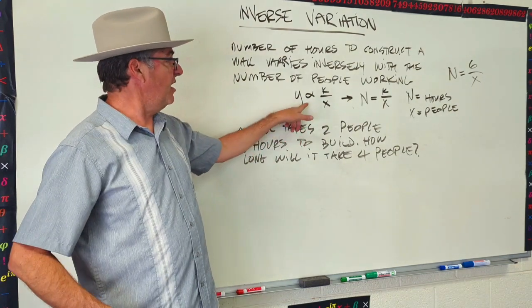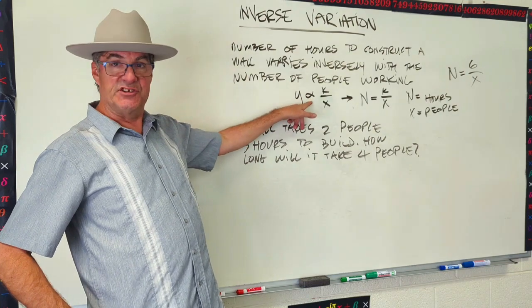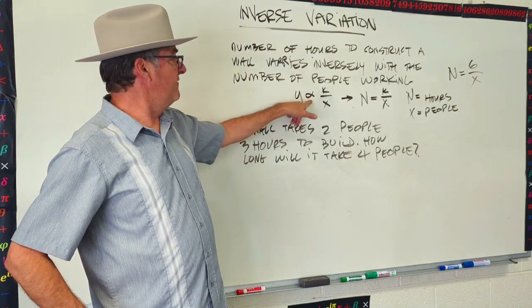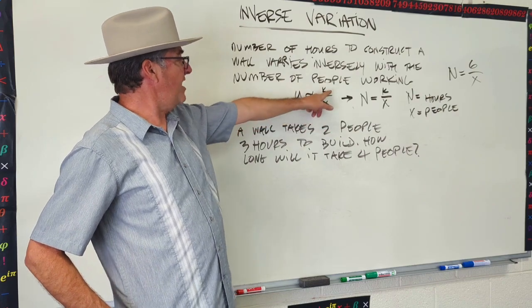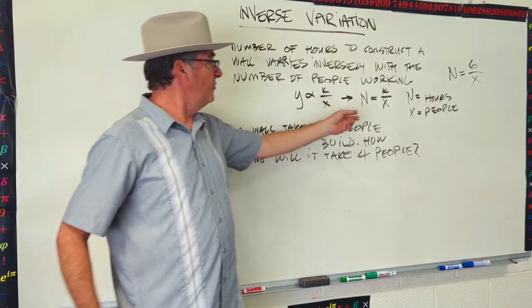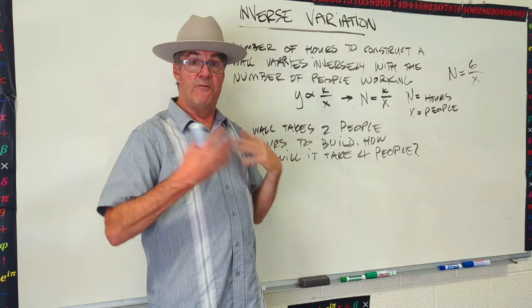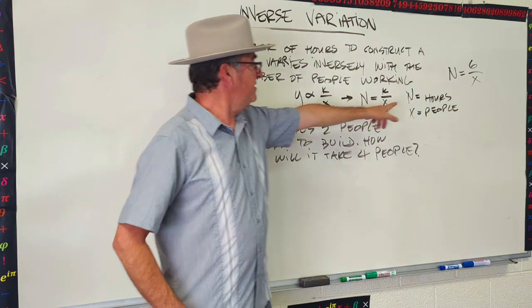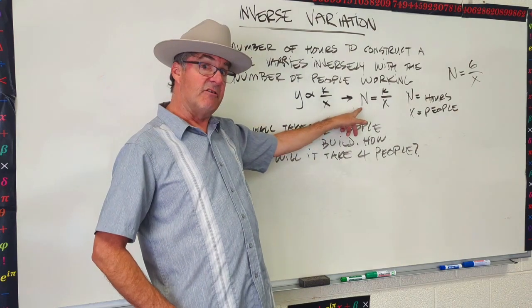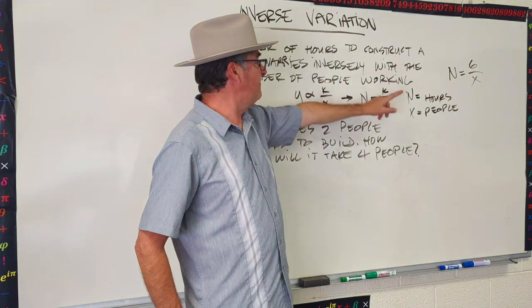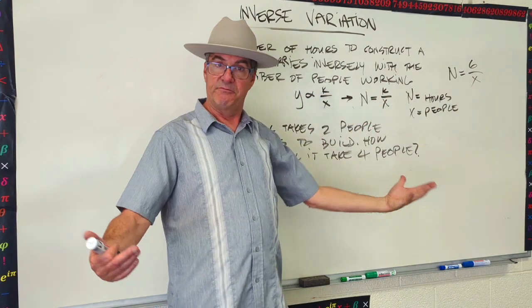Okay, so here's our equations. This is our relationship that y is going to vary inversely with x. Notice how x is on the bottom of a fraction where our k is over here. So we can turn that into an equation for our situation. N is the number of hours, x is people. So the number of hours is going to be our constant divided by the number of people, okay?